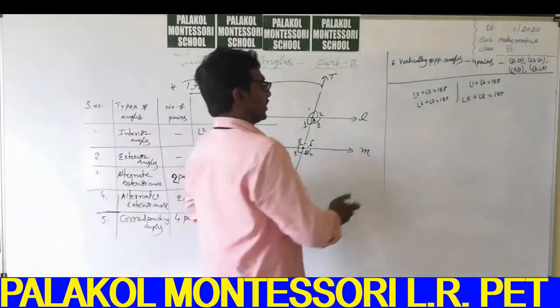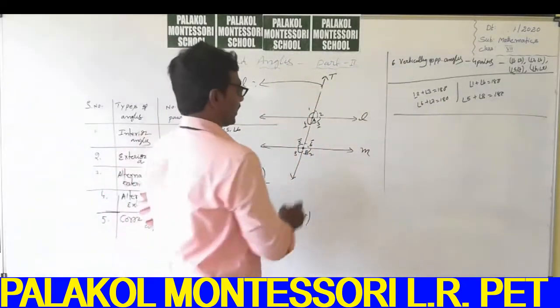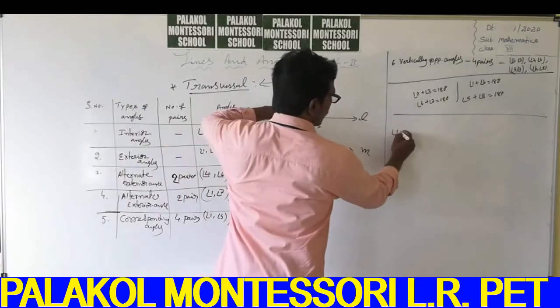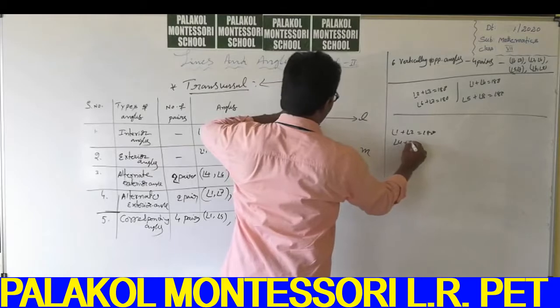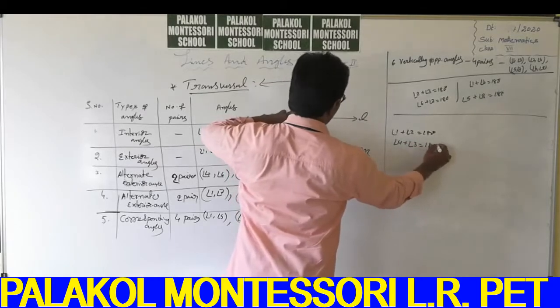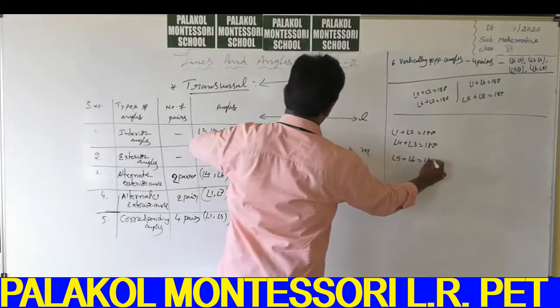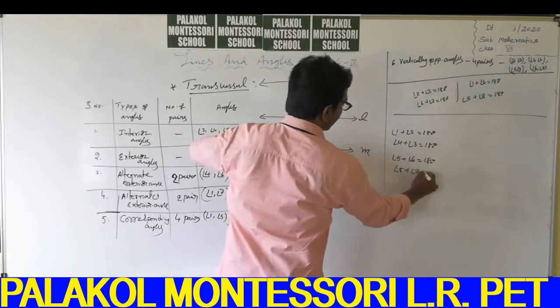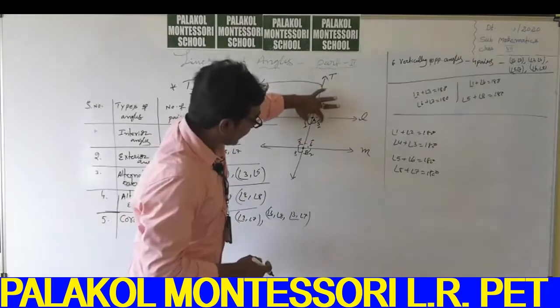Please, some more points are there, listen. Angle 1 plus angle 2 is also 180. Angle 4 plus angle 3 is 180. Angle 5 plus angle 6, 180. Angle 8 plus angle 7, 180. This side's angle is also 180.